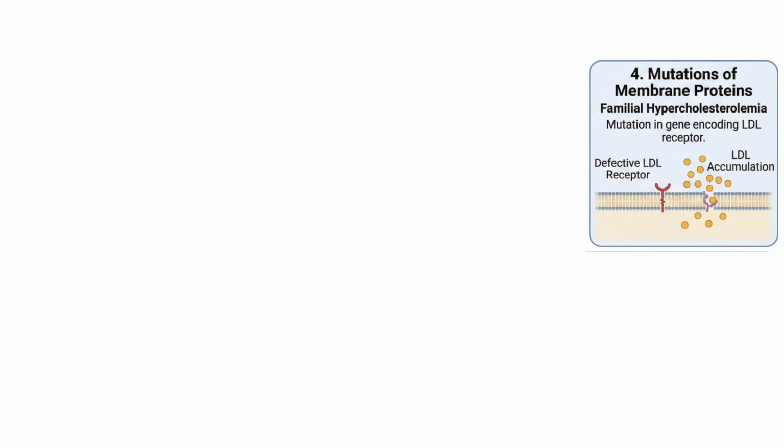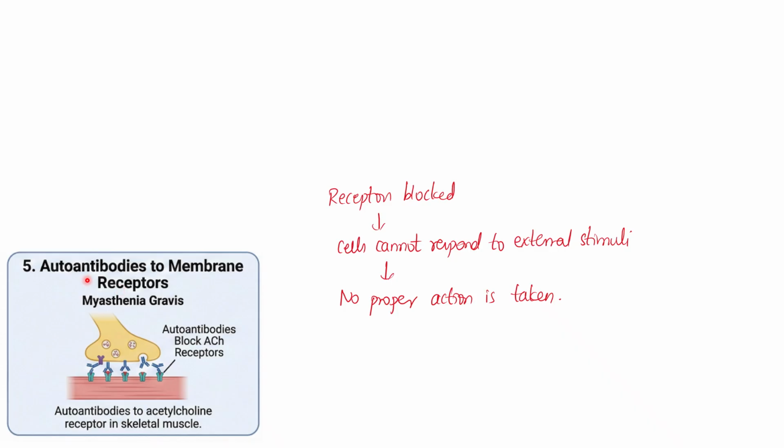Then autoantibodies to the membrane receptors. There, the membrane receptors are not functioning at all. Here, the membrane receptors are functioning, but the body is producing autoantibodies, antibodies against its own cells, blocking the receptors. Because of that, the substance, when released, when it is supposed to bind to the receptor, is not able to bind, for example a neurotransmitter, and because of that there is no proper cell stimulus and cell signaling is not happening.